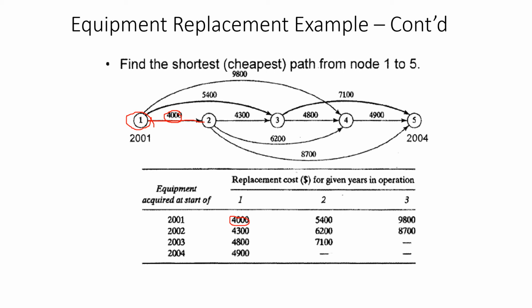While an arrow from node 1 to node 3 would mean that the fleet was acquired at the beginning of 2001 and replaced at the beginning of 2003, thus is kept for 2 years, and then the cost is $5,400. Similarly, an arrow from 1 to 4 would mean that you kept the car for 3 years and they pay $9,800. There's no arrow from 1 to 5 because you cannot keep the cars for more than 3 years, as the problem statement says in the previous slide.